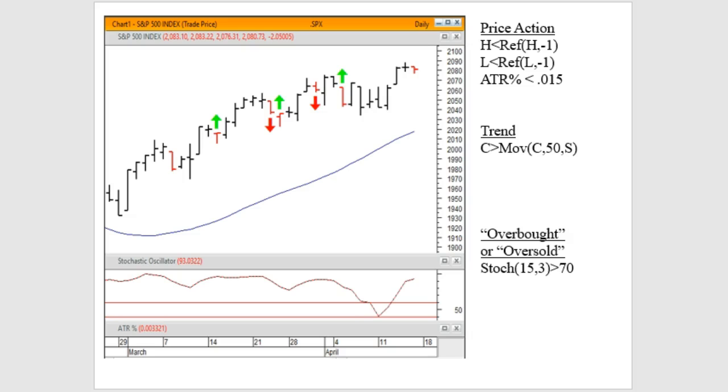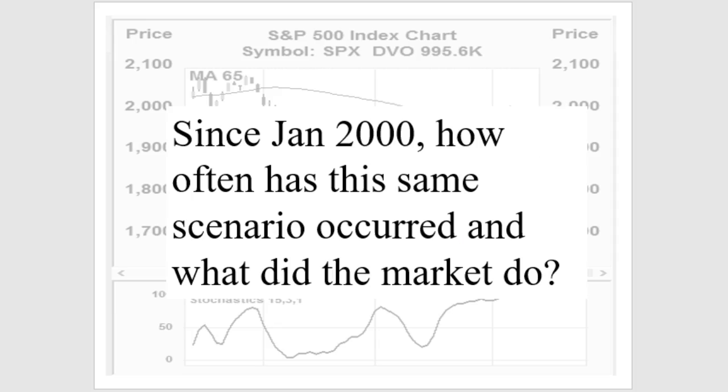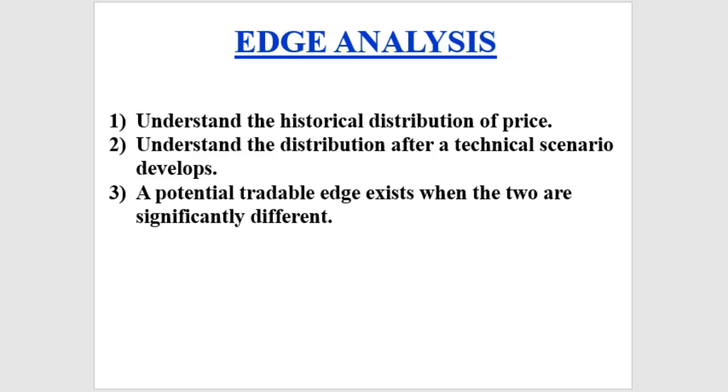So you put all that together, and what we're going to do is go back in time and try to ascertain what the market did under similar conditions. Since 2000, how often has this same scenario occurred, and what did the market do? Some of you have been through this before with the previous posts that we've done. You can go ahead and skip to the end and take a look at the charts. But for those of you just starting out, here's what we do.